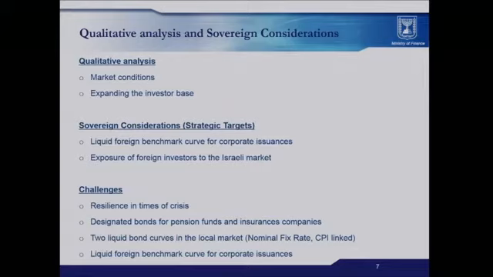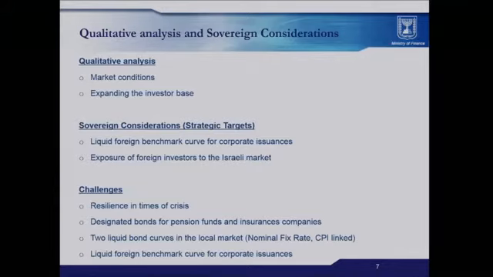Third is maintaining a liquid foreign benchmark for corporate issuances. In order for Israeli companies to issue abroad, we issue a benchmark for them both in US dollar and in euro, although most of the financing is in the US dollar market, less in the euro. And the last, exposure of the foreign investor to Israeli markets. Sometimes we see that when foreign investors buy government bonds, it's not just buying the bonds. They read the prospectus, they get familiar with the economy, and sometimes it may lead to real asset investments in the economy. So this is also an additional target that we are aiming at.